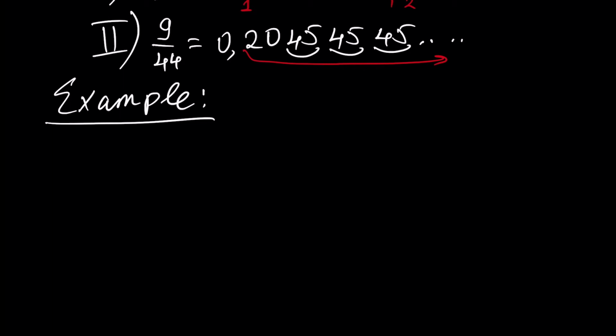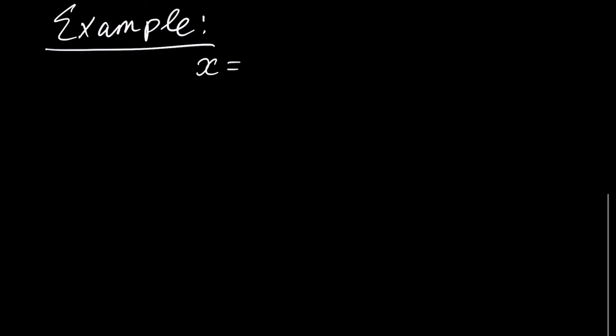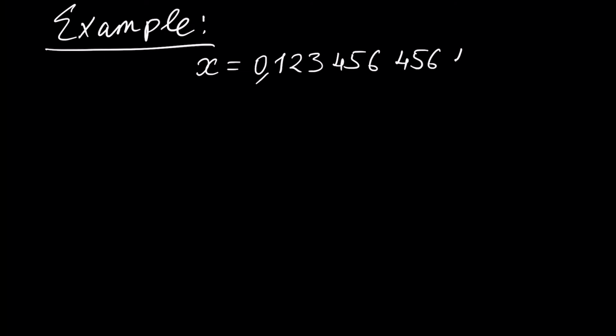Let's learn how to write the rational representation of a number when we know its decimal representation. For example, we have a number x, which is equal to 0.123 456 456 456, and so on. And assume 456 is a period in its decimal representation. Let's write the rational representation of this number.